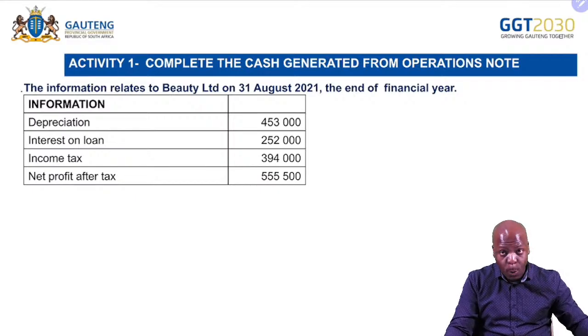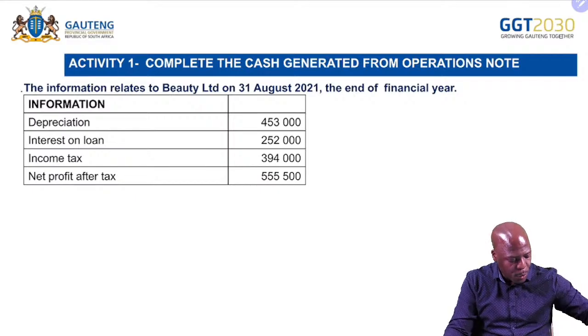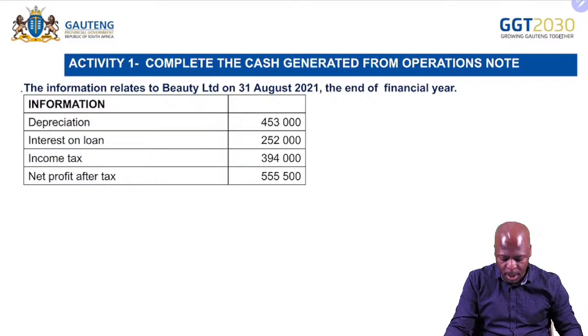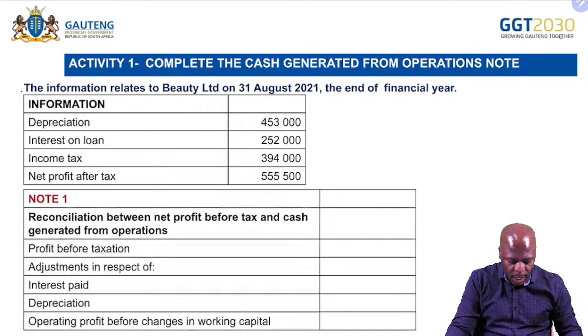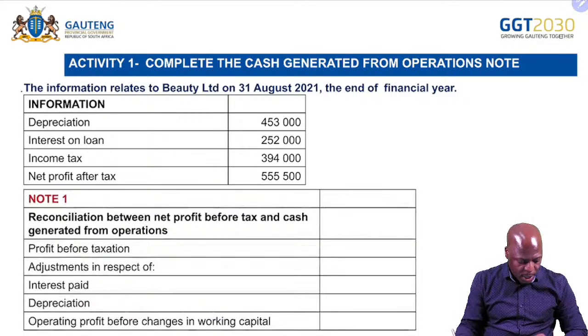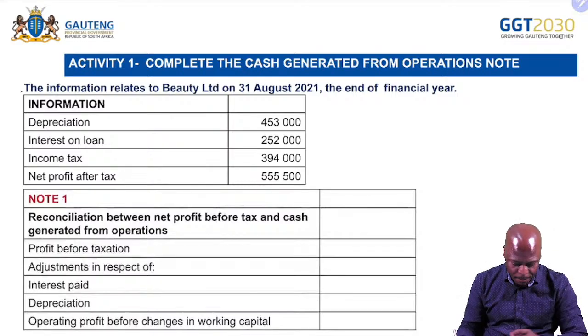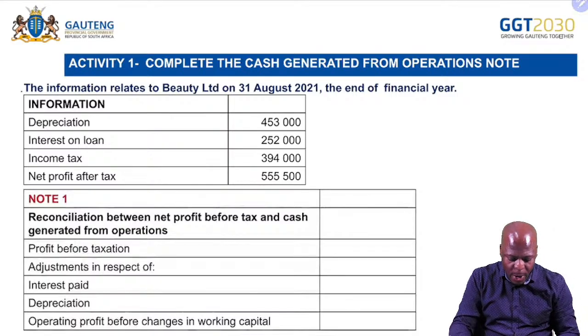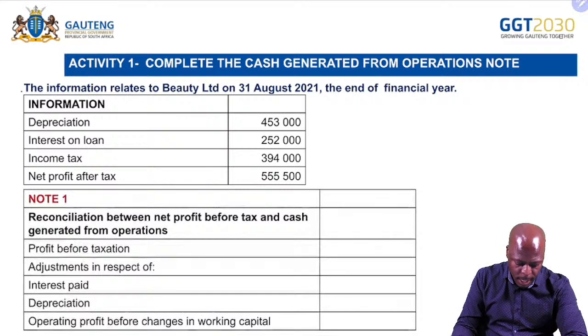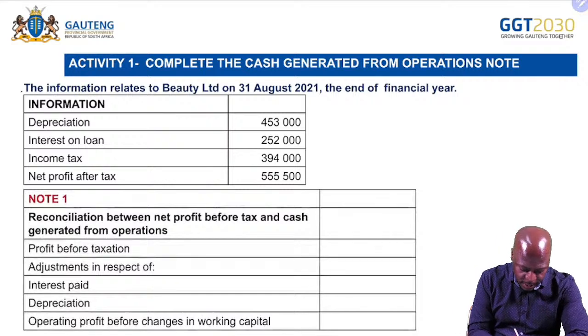Dear learners, I want you to come with me now. I'm going to do activity number 1. Here is activity number 1. It is a reconciliation between net profit before tax and cash generated from operations. Please keep your calculators close. All right, let's see. What do they give us here? The first thing we are given is net profit after tax.